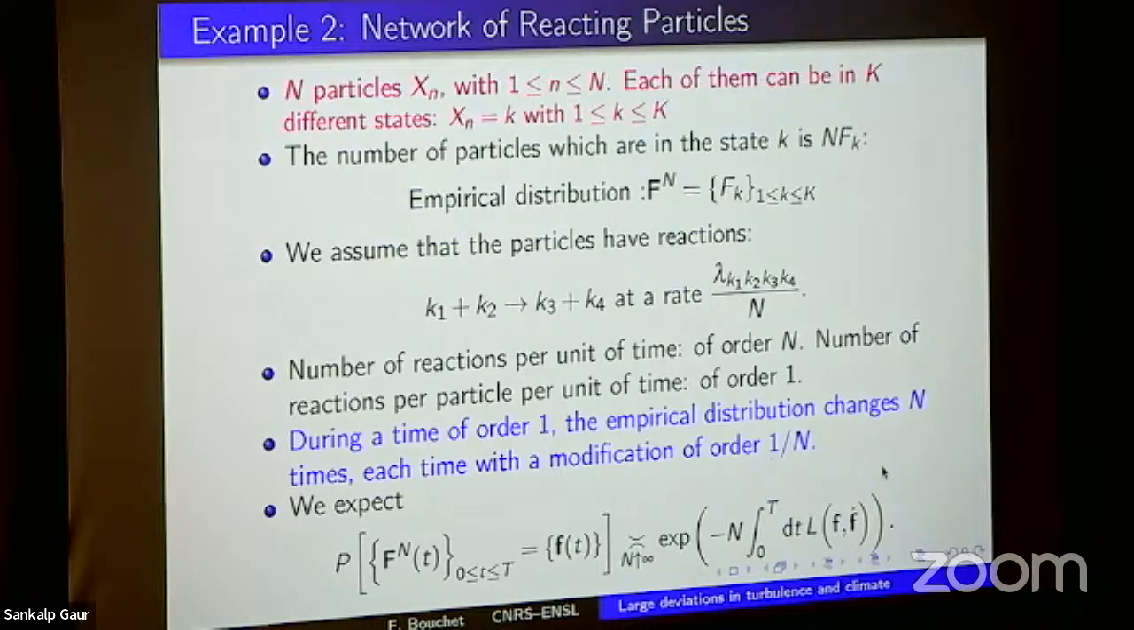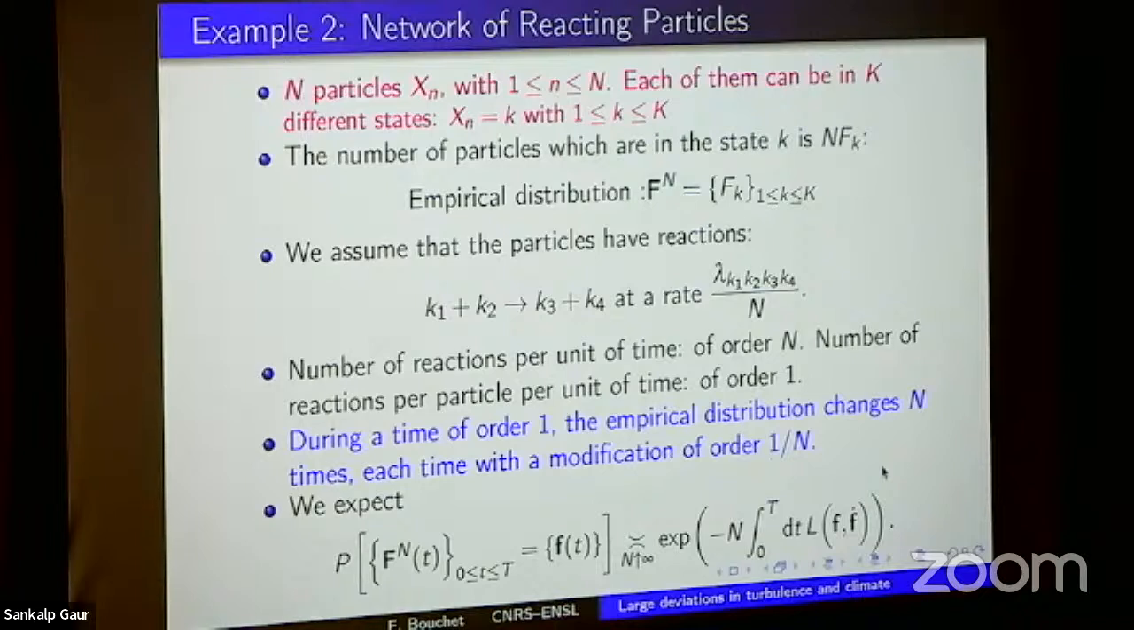Okay, let me now give another simple example where you have a network of reacting particles. So I have n particles x_n. Each of them can be in K different states. So x_n can be equal to k, with k between 1 and capital K. The number of particles which are in the state small k is called n multiplied by f_k. It is intensive with n. And so then I will look at the empirical distribution, I mean the value of this f_k, right?